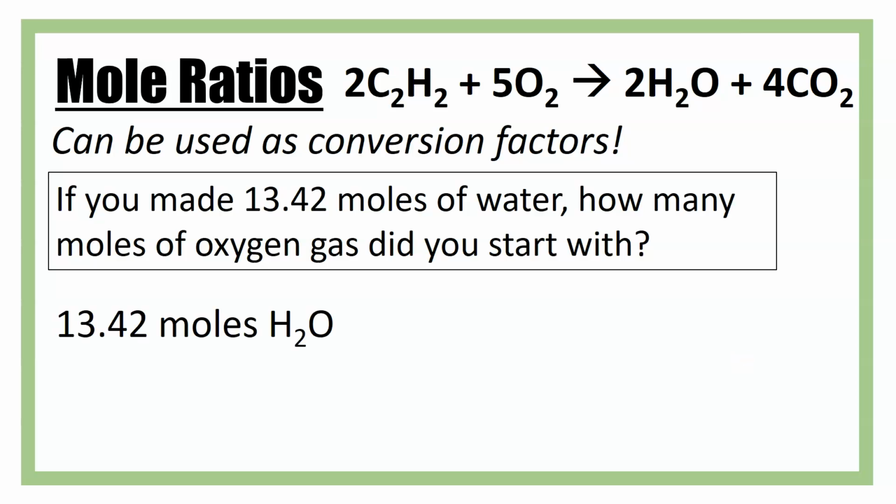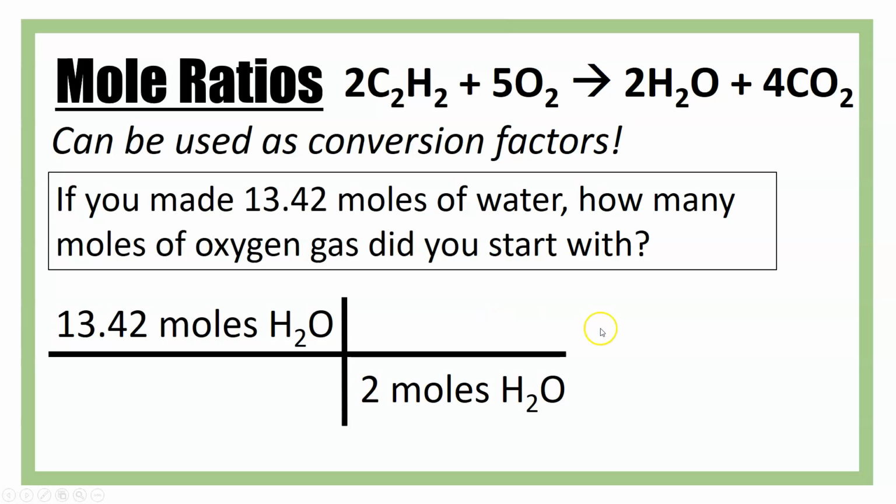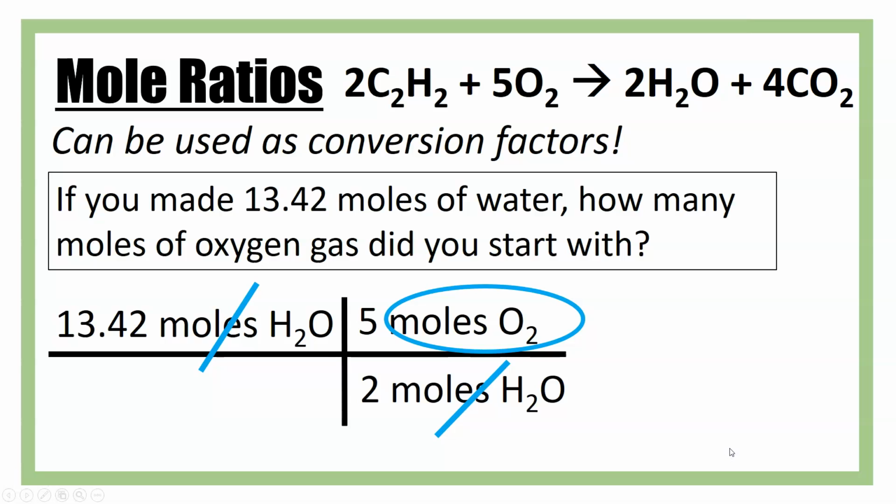Start with my known value. Now let's look up here. It's 5 moles of oxygen gas for every 2 moles of water. So because I want to cancel moles of water, the 2 is going to go on the bottom. And the 5 moles of oxygen will go on the top. Moles of water cancels. I'm left with moles of oxygen. And then I get my final answer.